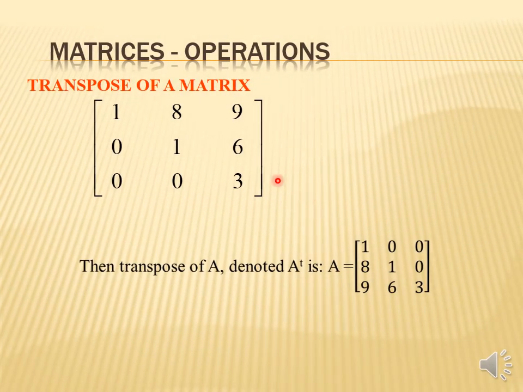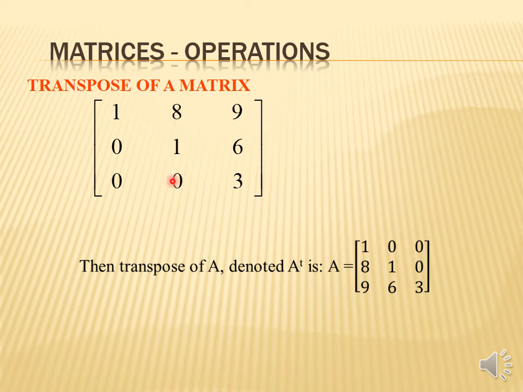Now student, next is the transpose of a matrix. What is the transpose of a matrix? For example, matrix A is given by this. In the transpose of a matrix, you simply change rows with columns, or columns with rows. So here we change the columns into rows.